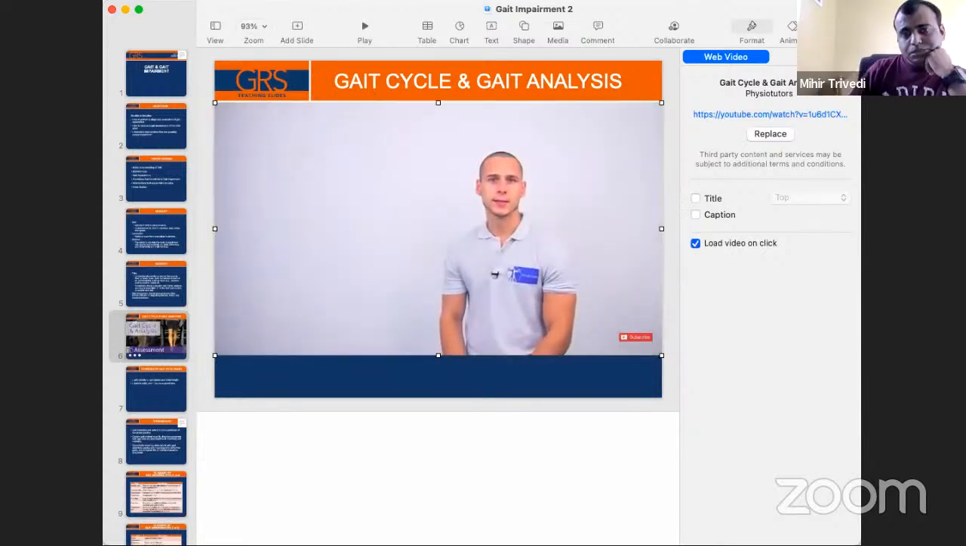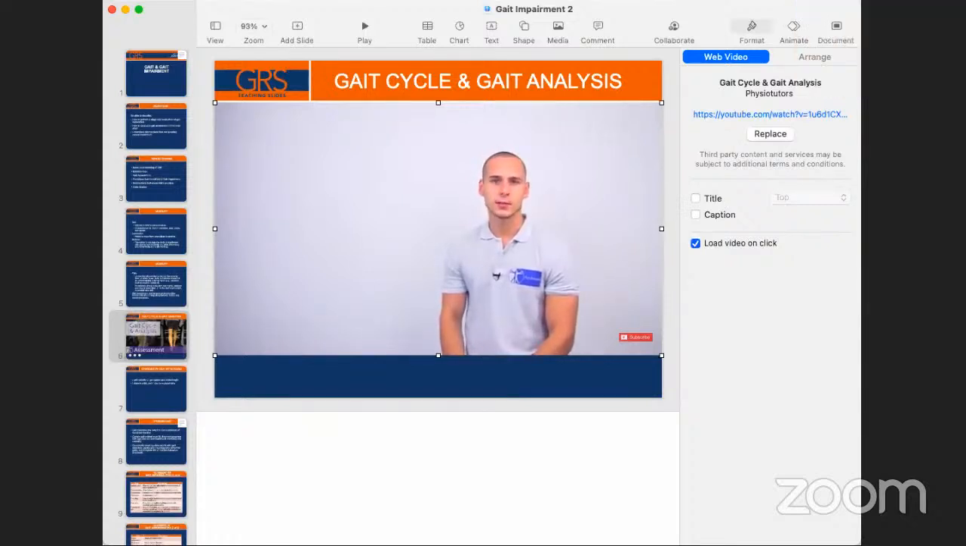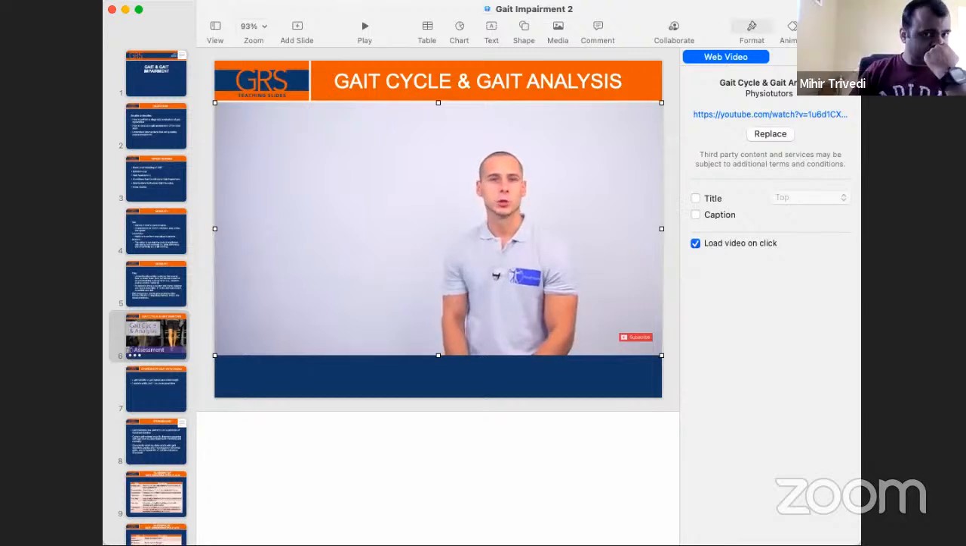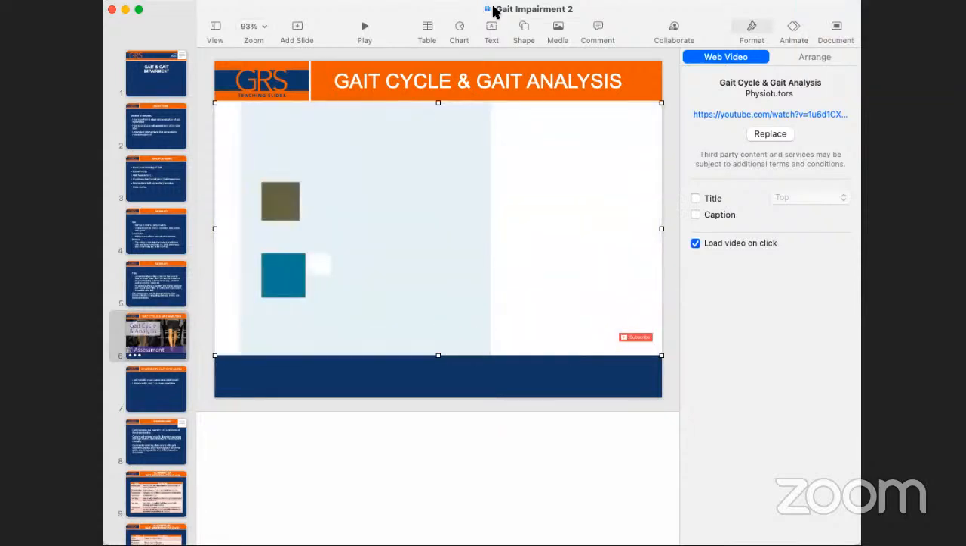When you do a gait analysis, it is wise to look at the patient from the front, the back, and the side. It can also be beneficial to record the gait analysis on video, to show it in slow motion, and to discuss your findings with your patient. So let's take a look.